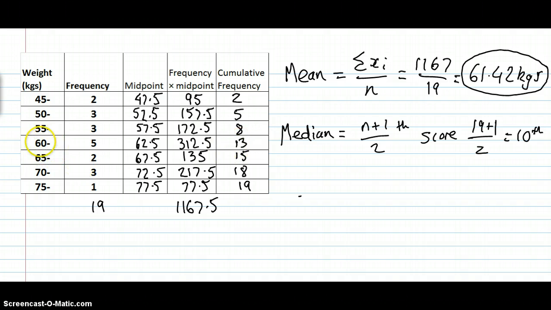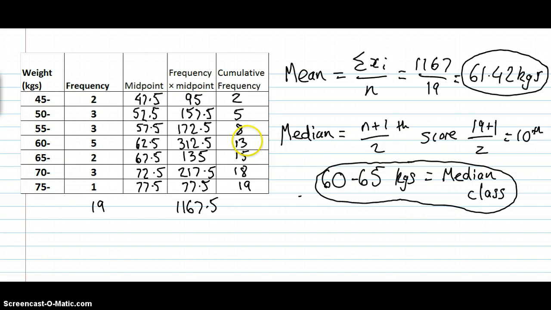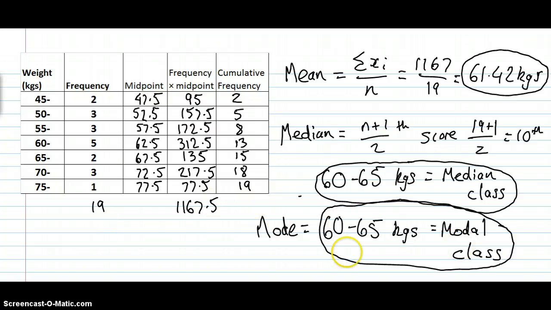The 60 to 65 weight. Now because we can't actually specify which score in that group was the 10th score, we can only specify that the group was the median class. The 60 to 65 kilograms group was the median class. Finally, for the mode, it's pretty easy. We just look at the frequency column and we see that this class, the 60 to 65, had the highest frequency, so that's the modal class.